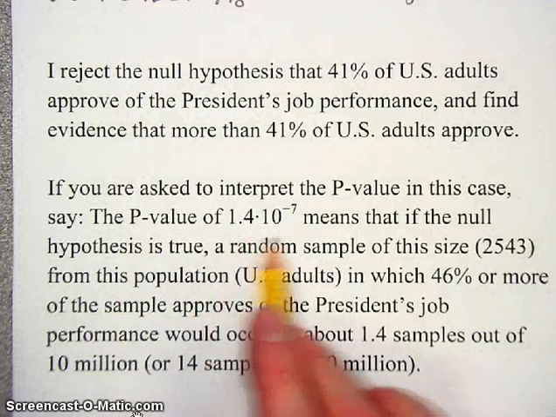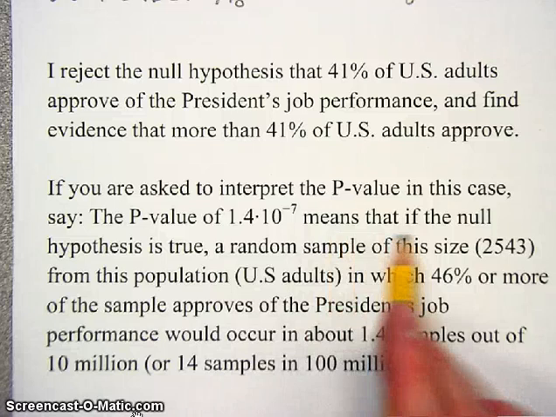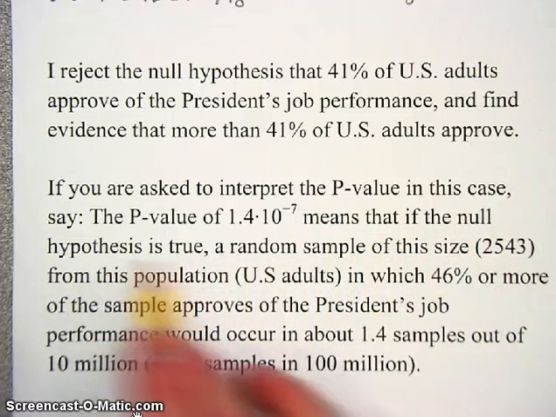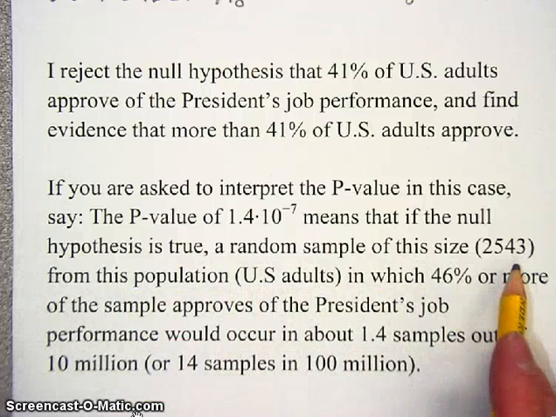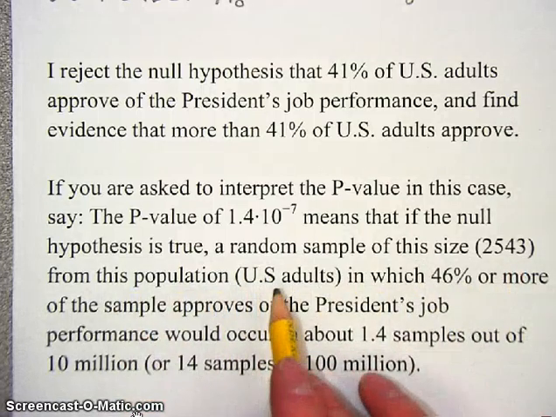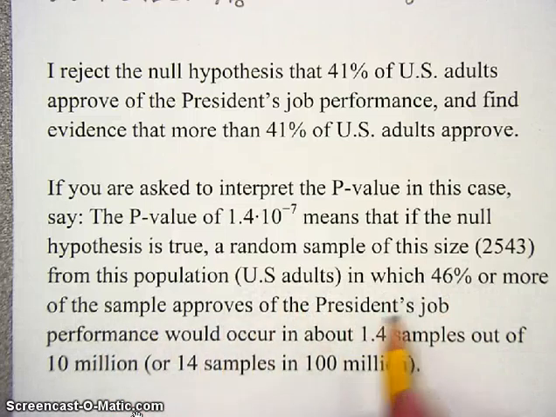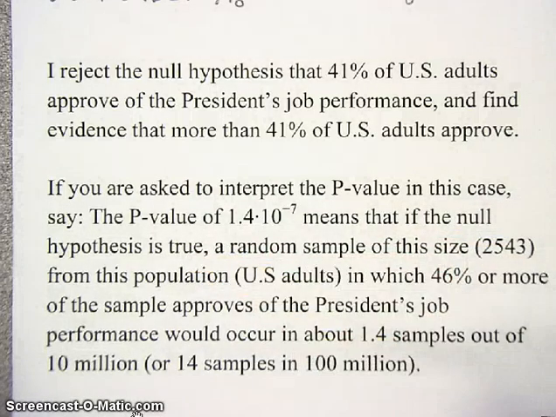The p-value of 1.4 times 10 to the minus 7th means that if the null hypothesis is true, and that's a very important thing to put in there, a random sample of this size, 2,543, from this population, all U.S. adults, in which 46% or more of the sample approves of the president's job performance, would occur in about 1.4 samples out of 10 million, or 14 samples in 100 million. It's very, very rare. That's why we rejected the null hypothesis. It's just not a tenable assumption based on how rare our sample results are.